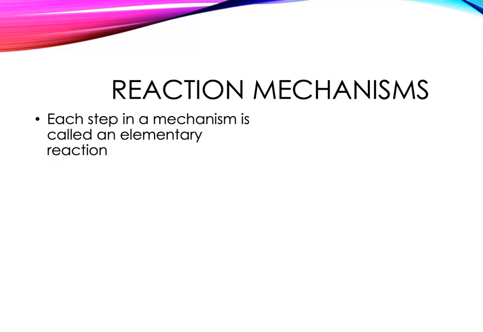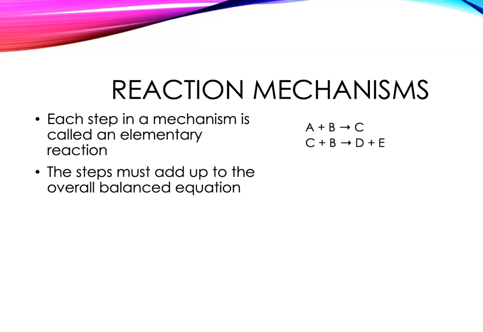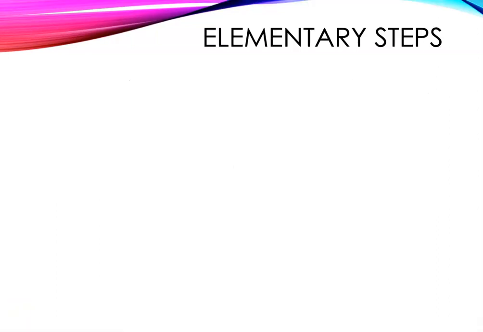Each step in the mechanism is called an elementary reaction. And what we mean by this, we might have something A plus B makes C. C plus B maybe will react to form D and E. All right. The steps that we propose in a mechanism have to add up to the overall balanced equation. So in this reaction, it would be A plus 2B makes D and E. So these elementary steps are really important.